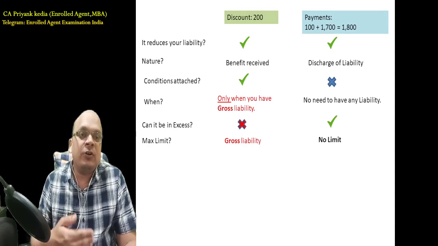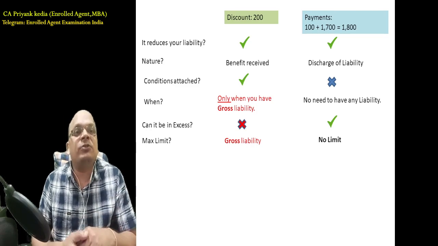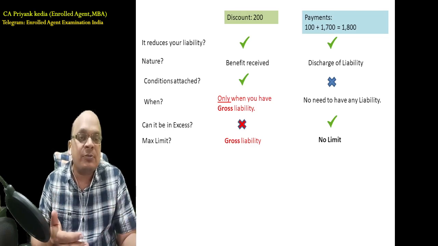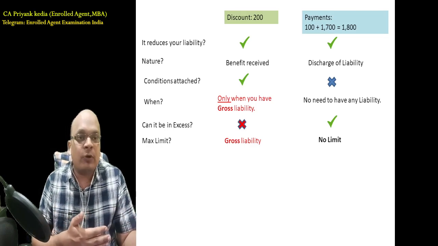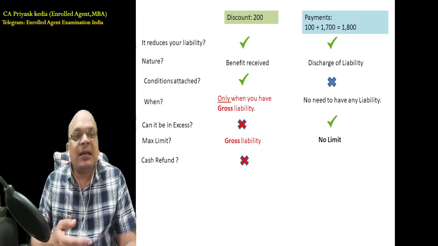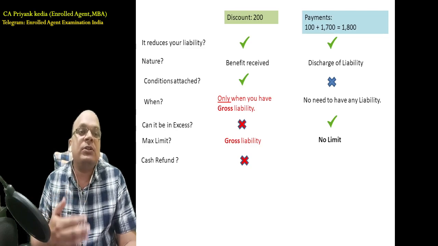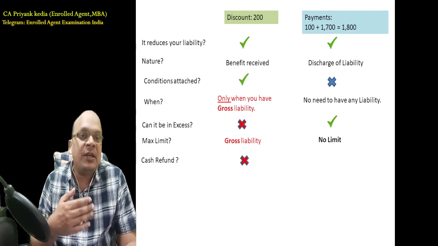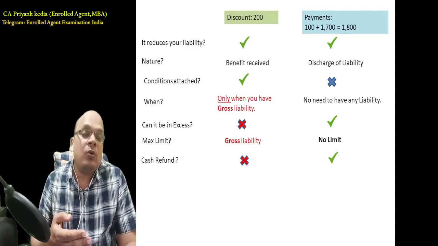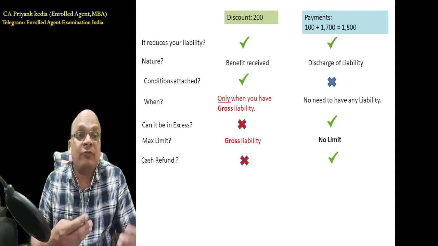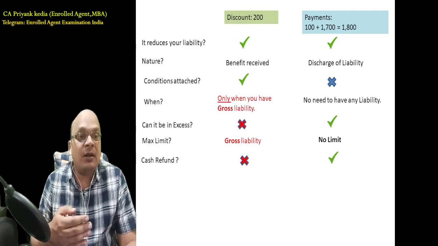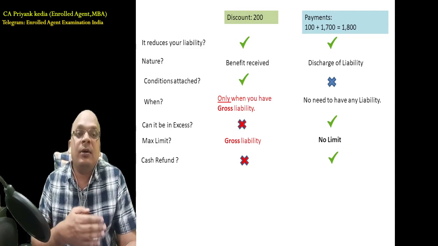Even if your liability is $2,000, you can still make a payment of $3,000, and then you can have a refund of $1,000 later, or you can have an adjustment of $1,000 from your future purchases, right? Then can there be a cash refund? As simple as that, because the discount cannot be more than the gross liability. There cannot be a negative balance. You cannot have a cash refund. But at the same time, the payments can be more or can even be made without the existence of any liability. Though there can be a situation where the refund arises from the seller to the buyer, right?